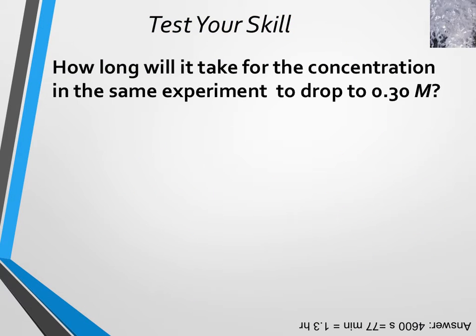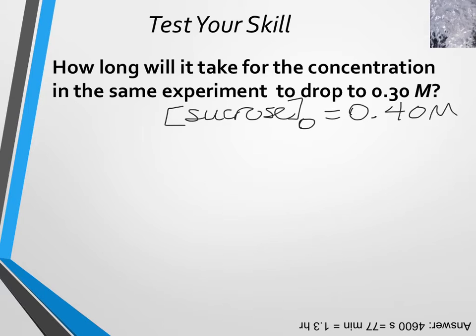All right, why don't you try this on your own? So I would suggest pausing the lecture, and then on the next page I'll have it worked out. So if you need the information from it, we said that the original concentration of sucrose at time 0 was 0.40 molar, and that the rate constant is 6.2 times 10 to the minus 5, 1 over seconds.